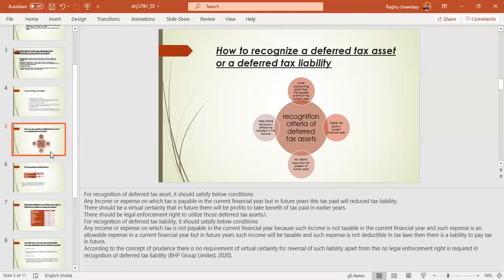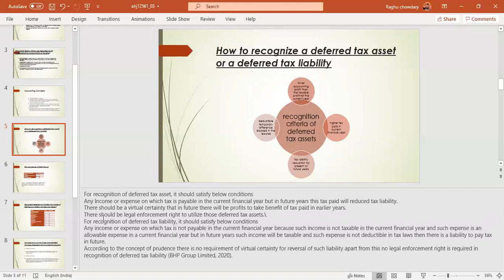So those are any income or expense which can be paid in the current financial year, but can be paid in a future year as well, in terms of liability. Moreover, there should be a legal enforceable right to utilize those deferred tax assets.